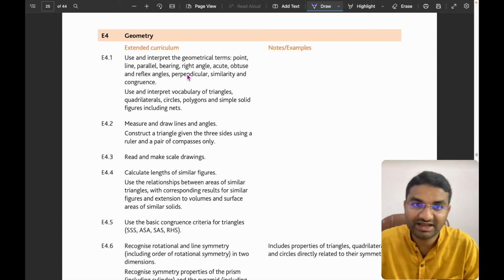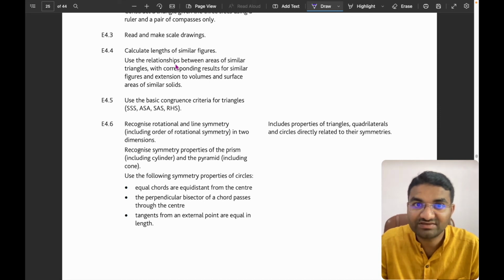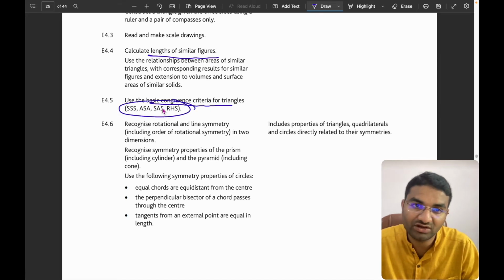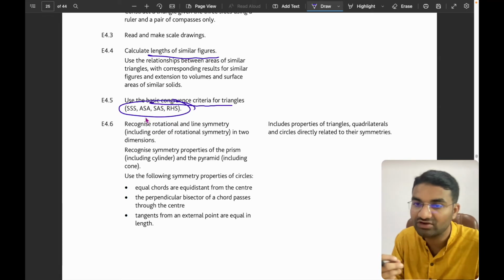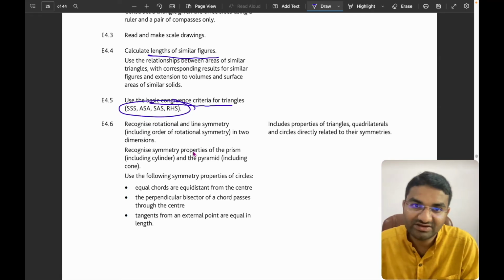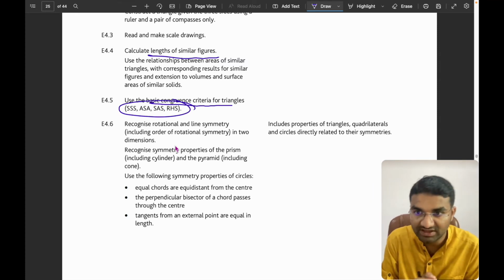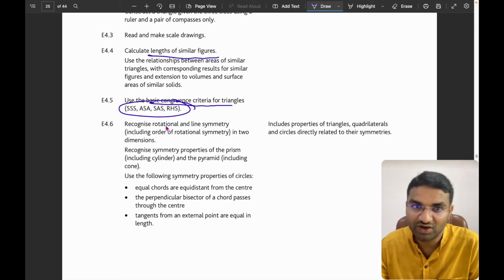For the extended syllabus, apart from the core syllabus, it's the same, but here for the extended syllabus, they have to learn to calculate the length of similar figures, then basic congruency criteria they have to learn: SSS, ASA, SAS, RHS. These are the congruency criteria. What are those criteria, how to apply them, how to use them. These are part of the extended syllabus, and it's not even a difficult one.